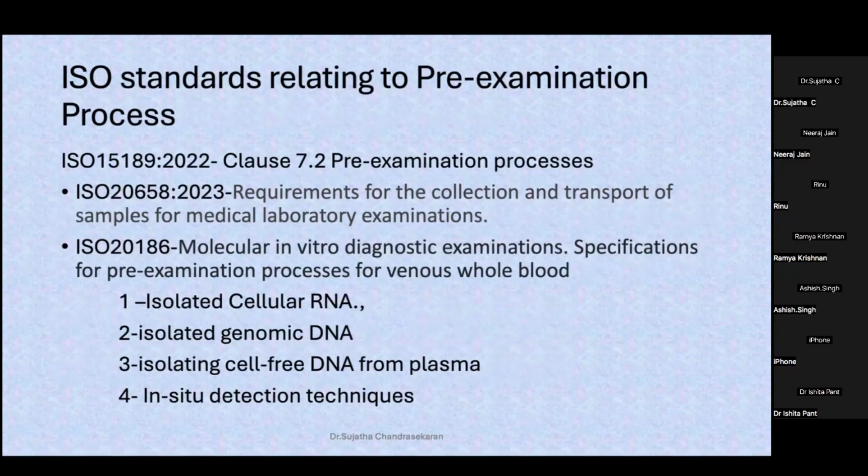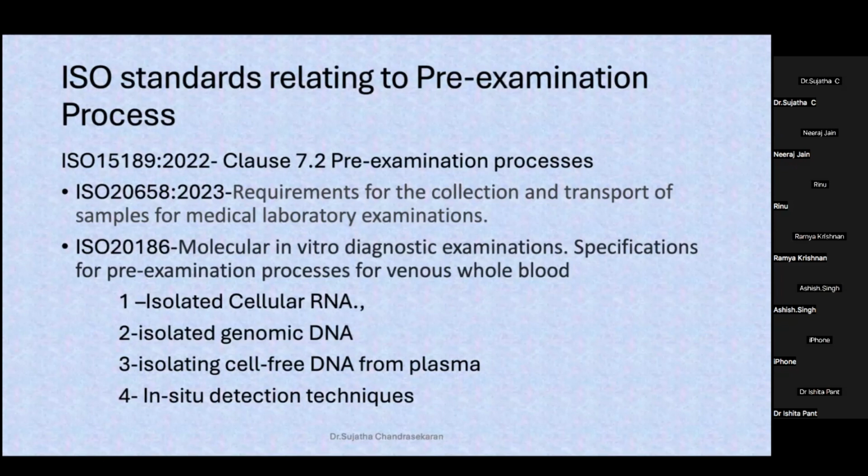ISO 20658 is another standard that addresses collection and transport of samples for medical lab examinations, and that is the topic for today's discussion. This is an expansion, so to say, of 15189, expanding the activities from the beginning to the end for a routine laboratory that performs chemistry, hematology, routine microbiology, routine histopath, etc. It is very well documented with the quality systems essentials in place.